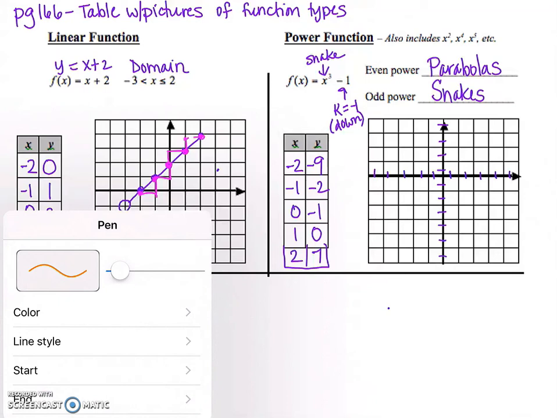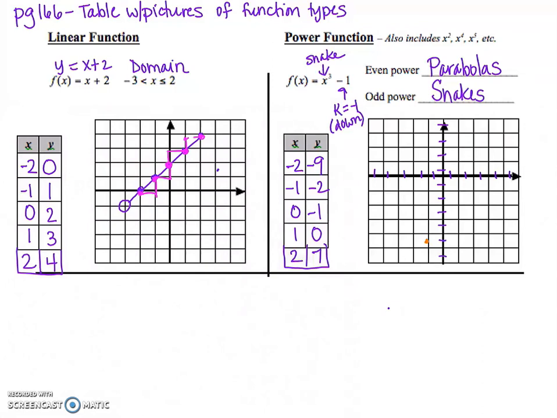-2, -9, so 2 to the left, and then down 2, 4, 6, 8, 9. -2, -9 is going to be right there. And then -1, -2 will be right here. 0, -1 will be right there. So there's my shift down 1 because that's the center of my graph.